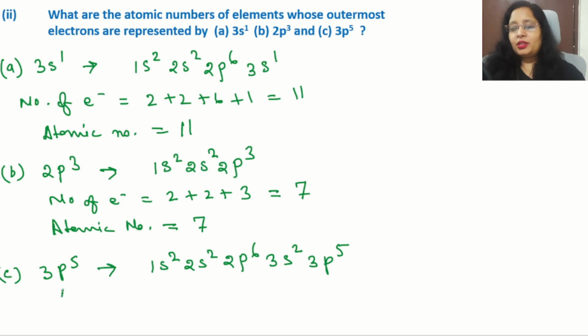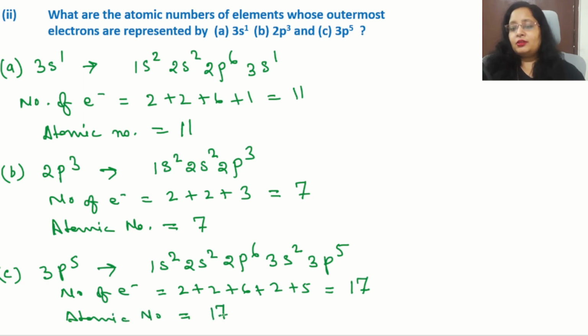Now again, same thing, count the number of electrons. It should be 2 plus 2 plus 6 plus 2 plus 5. Total are 6, 10, 5, 15, 17. Total number of electrons are 17. So the atomic number of this element is 17. So friends, the second part is also solved.